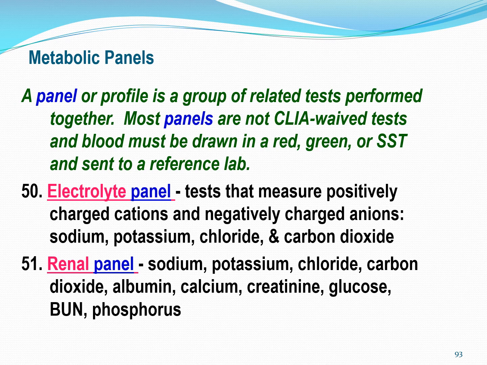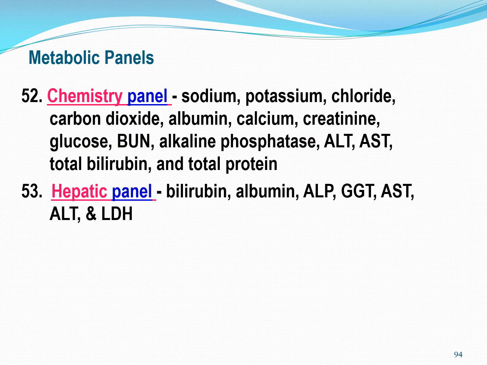So most panels are not CLIA waived tests, and blood must be drawn in a red, green, or SST and sent to either a big reference lab or over to our bigger labs inside our health system, right? We understand that an electrolyte panel measures positively charged cations and negatively charged ions like sodium, potassium, chloride, and carbon dioxide, right? We know that our renal panel is made up of that electrolyte panel, right? Sodium, potassium, chloride, and bicarbonate, but also albumin, calcium, creatinine, glucose, BUN, and phosphorus. We learned all these when we were learning our profiles and panels.